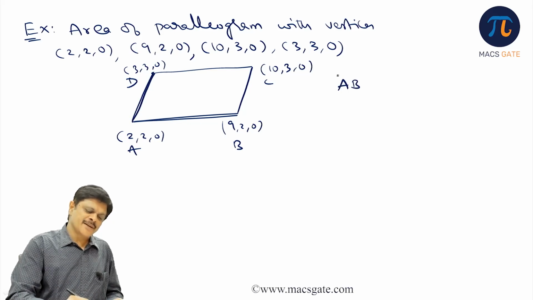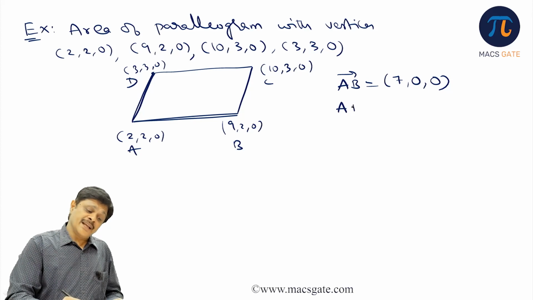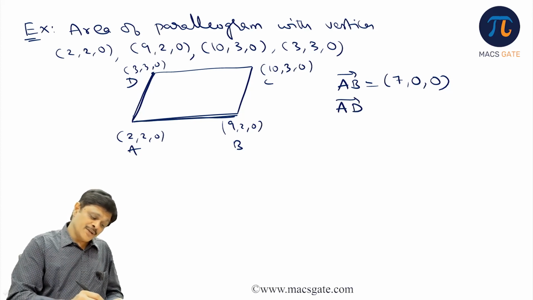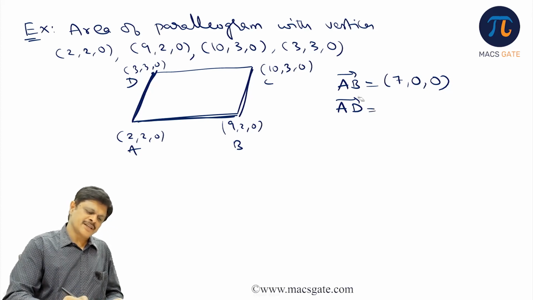What is AB, sir? Just now we learned how to find it: 9 minus 2, that is 7, 2 minus 2, that is 0, 0 minus 0, that is 0. Then AD, because this vector into this vector. You can take these 2 vectors also, or you can take these 2 vectors. What is AD? 3 minus 2, that is 1. 3 minus 2, that is 1. 0 minus 0, that is 0. So find AB cross AD.